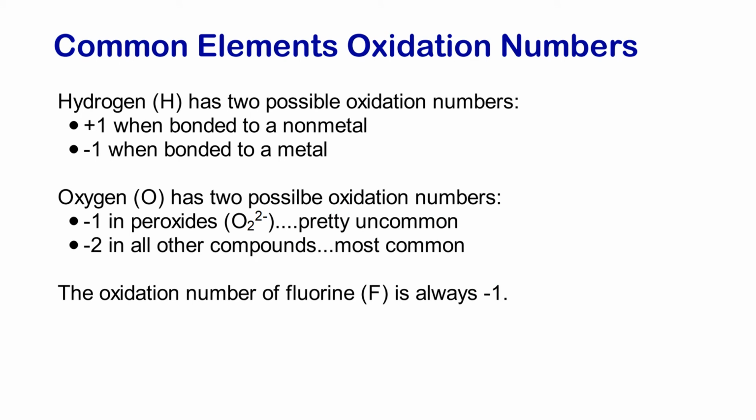So these are just some other common element oxidation numbers. Hydrogen actually has 2 possible oxidation numbers because hydrogen is special. It can have an oxidation number of +1 or -1, just depending on what it is bonded to. Oxygen also has 2 possible oxidation numbers. It could be -1 if you're thinking about it in a peroxide, but those are pretty uncommon. Generally, you're going to think about oxygen having an oxidation number of -2. And the oxidation number of fluorine is always going to be -1.